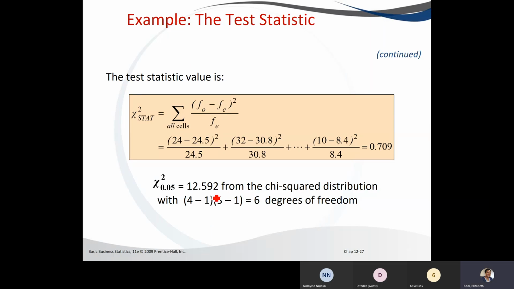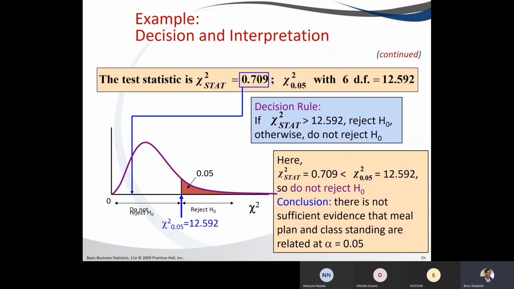Okay, and that is our critical value, 12.59. Once we have the critical value and our test statistic, which we calculated and found to be 0.709, then we can make a decision. We know our test statistic was 0.709 and our critical value was 12.59.